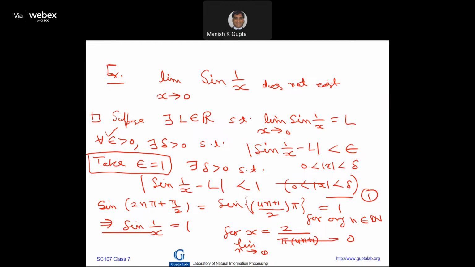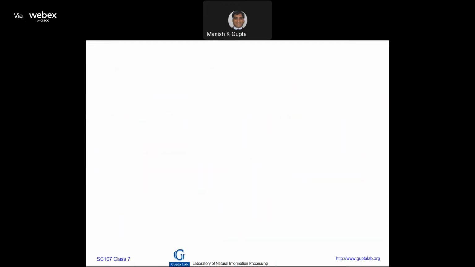So this implies that equation 1 gives you mod of 1 minus L is less than 1. This is equation 2, because of this condition.